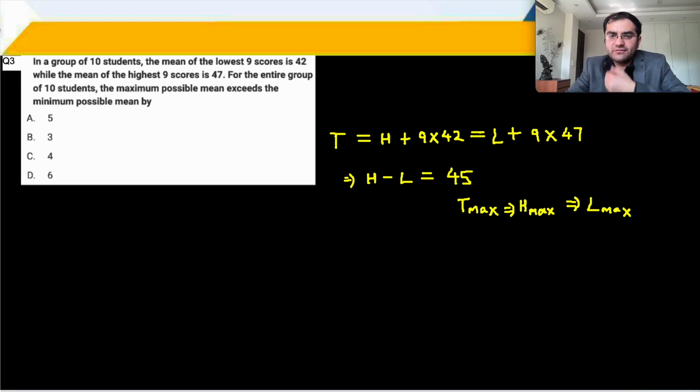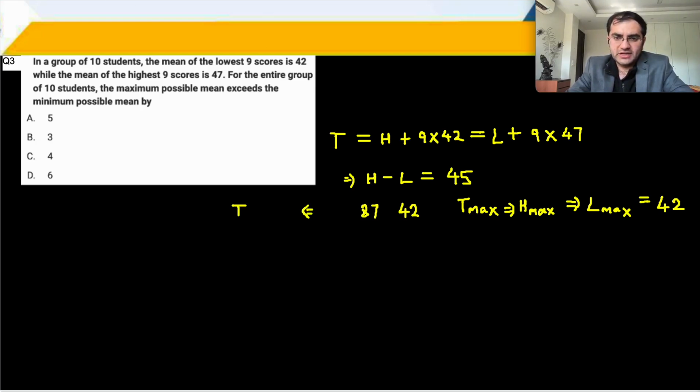If you check carefully over here, for example in this equation, h is fixed and the remaining people have an average of 42. So the highest value of L that I can take is 42. Because if I give L 41, then somebody among the remaining 9 will get a 43, right? So you have reduced L, whereas you want to maximize L. So the largest possible value of L will be 42. When you put L as 42, you will get h from this equation as 87.